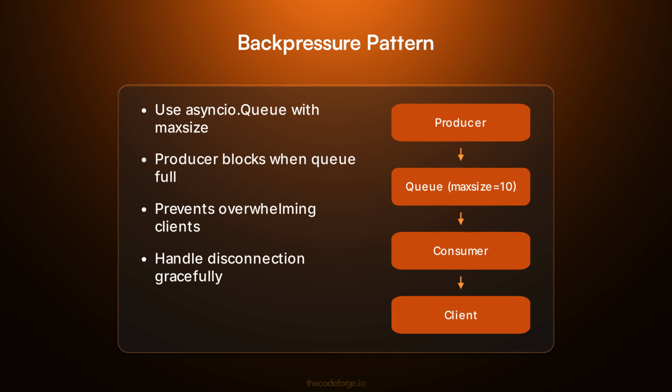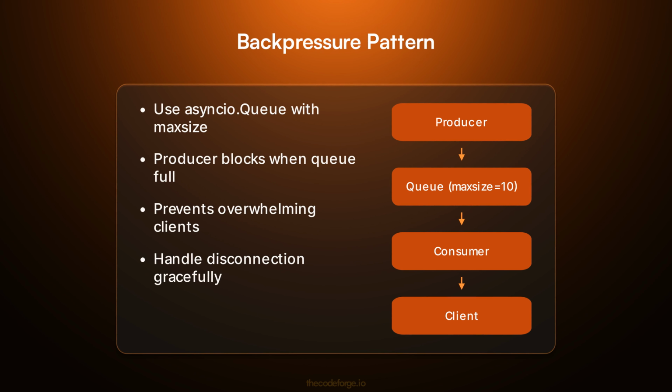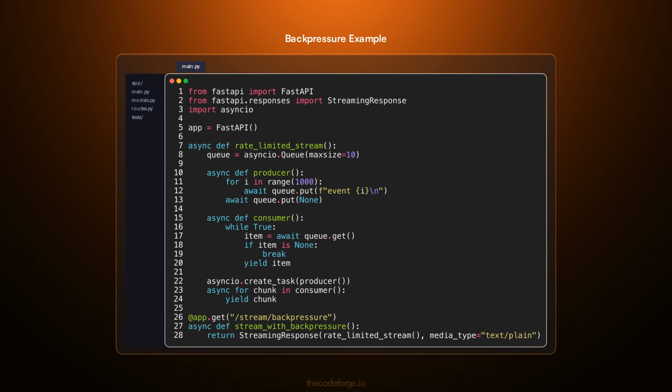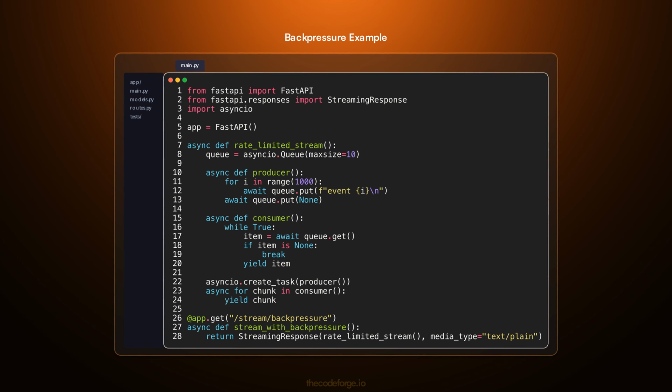Streaming responses can overwhelm slow clients. Use an asyncio.Queue with a max size to implement backpressure. If the queue is full, the producer waits. This pattern uses a bounded queue. The producer waits when the queue is full, providing natural backpressure. A sentinel value signals the end of the stream.